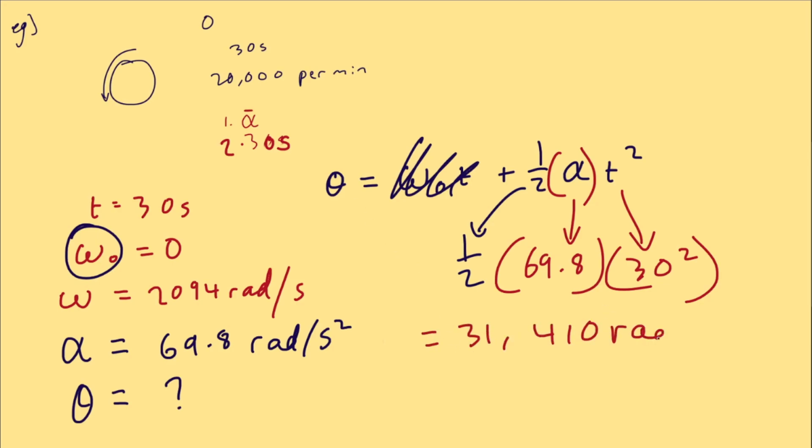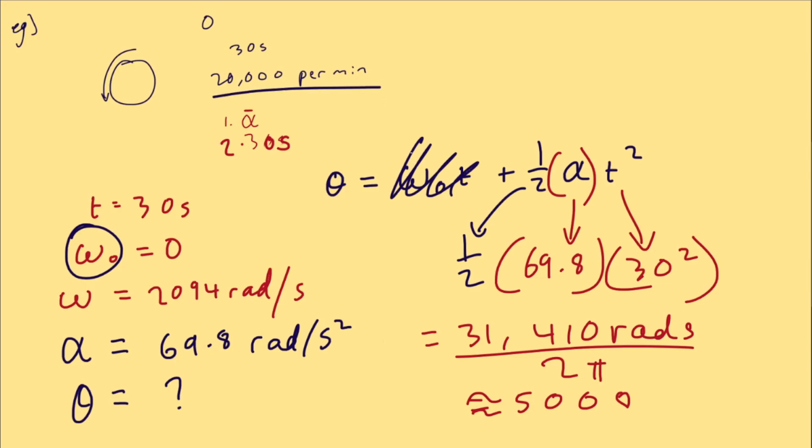31,410 radians. Okay, but the problem is it's in radians. What is this value in revolutions? To do that, we divide it by 2 pi. And this gives us roughly 5,000 full spins. So in the 30 seconds it took to speed up to its maximum velocity, it spun 5,000 times.